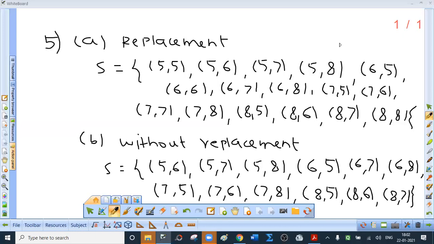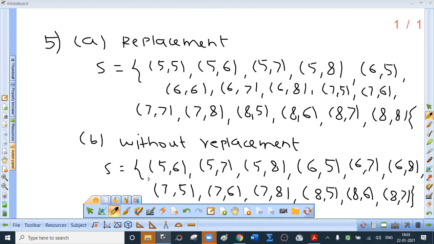Fifth one, actually we have already solved one sum of this type. A bag contains 4 cards marked as 5, 6, 7 and 8. I think that was about pens. Find the sample space if 2 cards are drawn at random, part A with replacement, part B without replacement. Now part A with replacement. So second card may have the same number as that of the first. So 55, 56, 57, 58, 65, 66, 67, 68, 75, 76, 77, 78, 85, 86, 87, 88.